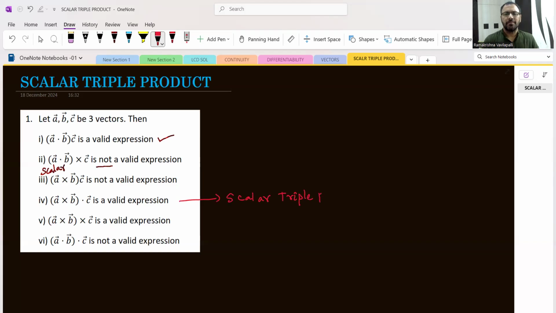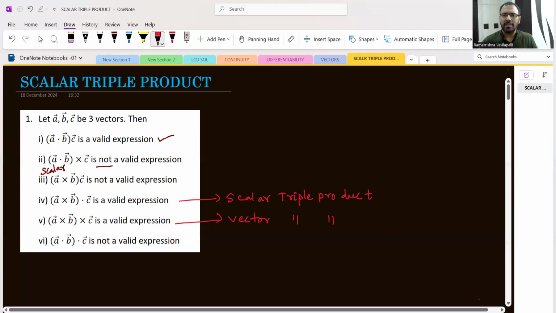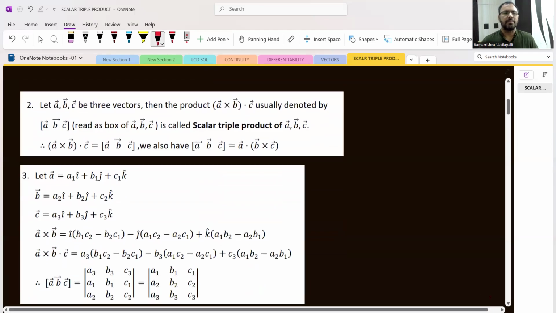There are three vectors where we apply cross and dot product at a time, and the output is a scalar. And when the output is a vector, it is known as vector triple product. Now, particularly in this video, I will explain fully what is scalar triple product, what are the simple properties of scalar triple product, and the geometrical interpretation of scalar triple product.